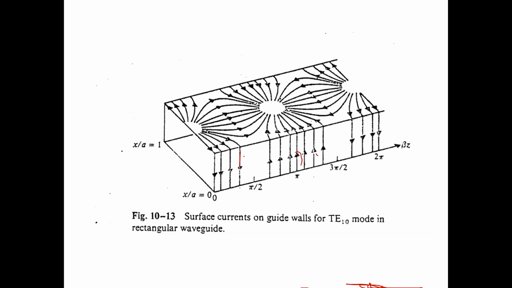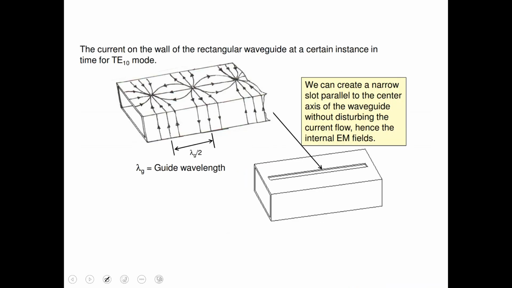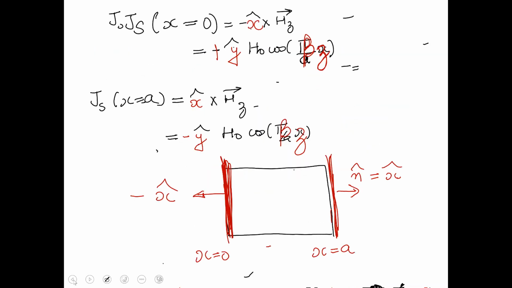If the current is flowing top to bottom here, on the other plane, the current would be of similar amplitude but flowing from bottom to top. That's what's happening on the side planes. Let's look at what would happen if I go now to the top and the bottom plates.